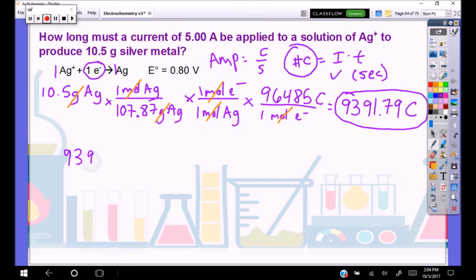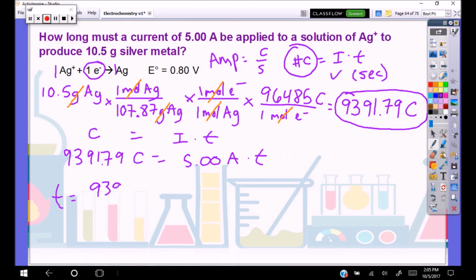So we've got 9,391.79 coulombs. This is our C. Then we've got I times T. We've got 5.0 amps times T. How are we going to solve? All right, let's rearrange. 9391.79 coulombs over my amps, which is 5.0. Remember that the units are going to be coulombs over seconds. Coulombs are going to cancel out in this case, and we'll be left with our seconds.